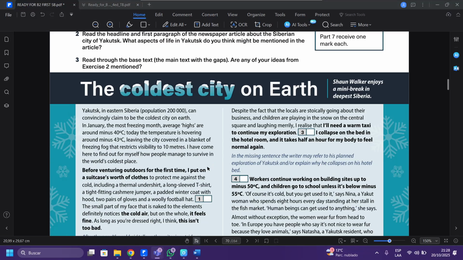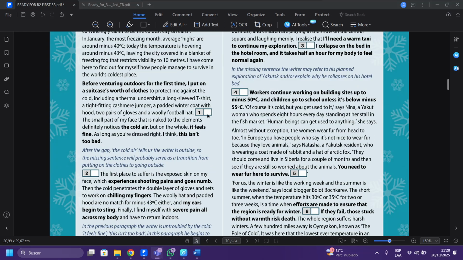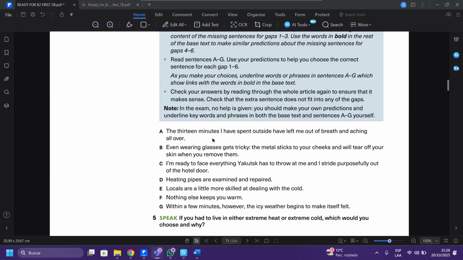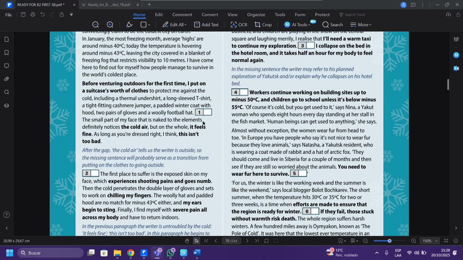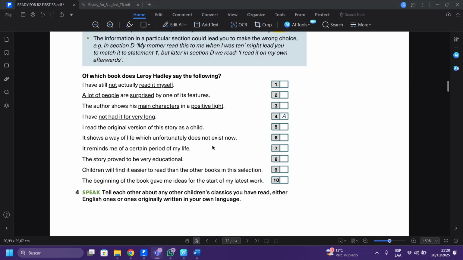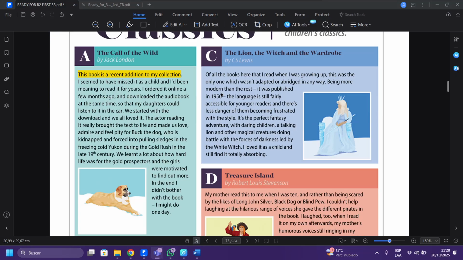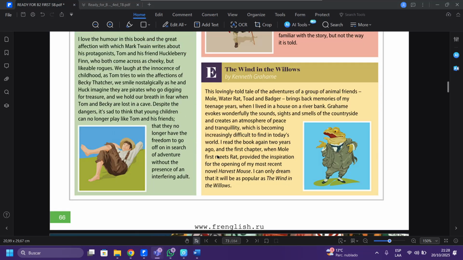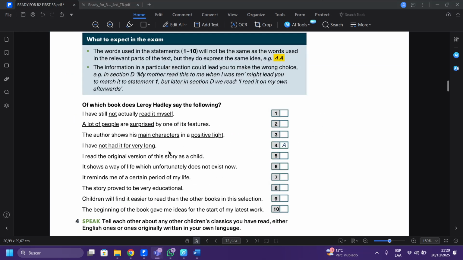Remember, this one is part 6, the gapped text, in which you have to find the missing sentence, A, B, C, or D, in every single paragraph. You have to write the letter in the box. The next one is multiple matching, in which you have 8 statements and you have to find in which paragraph, A, B, C, or D, each statement is mentioned.